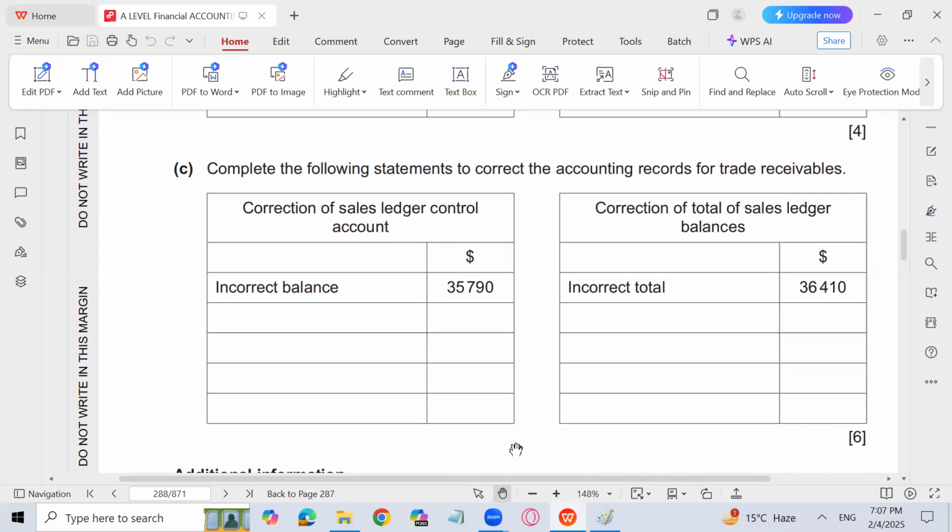So let me write it down. We have already discussed that I told you there is no fixed format of control account reconciliation. We can use any kind of format, right? So correction of control account and correction of sales ledger balance.